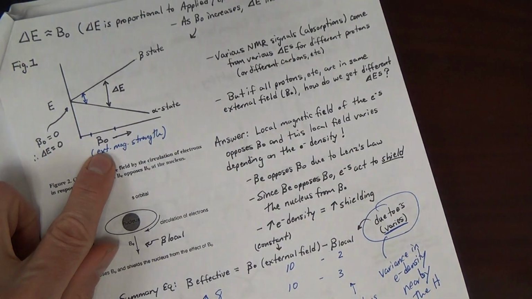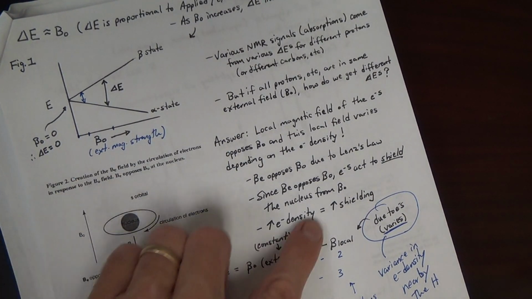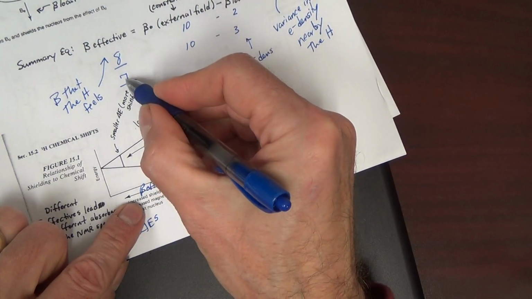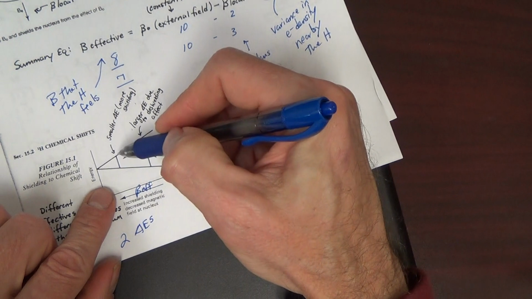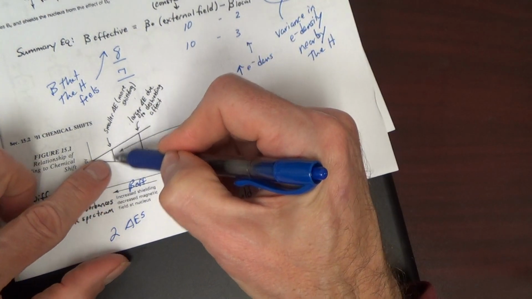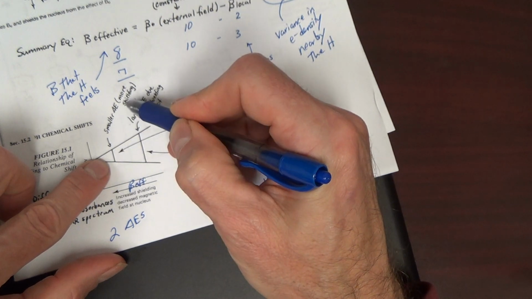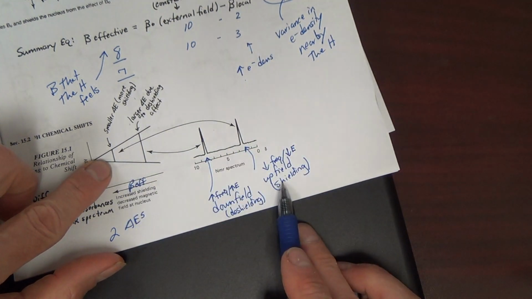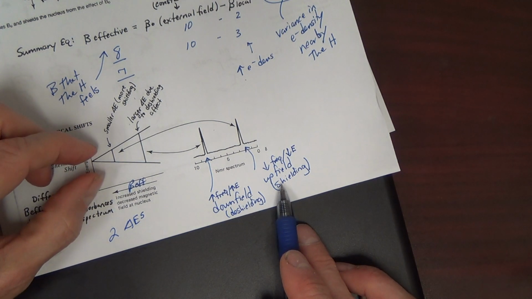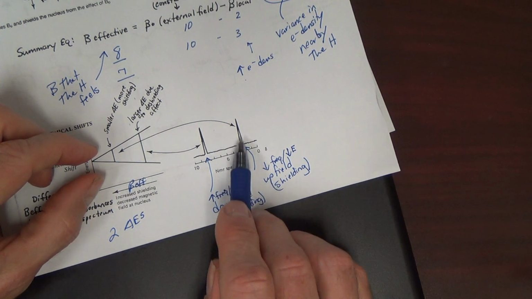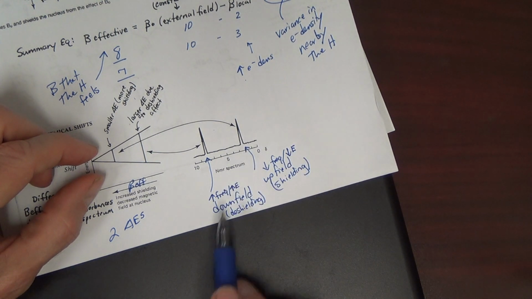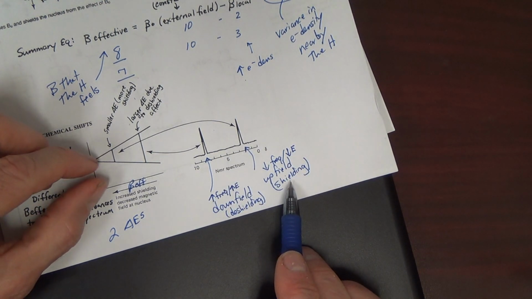Up here we called it B not, but we hadn't brought in the idea of the B local yet. If the B effective is lower, it's going to give a smaller delta E. So it makes sense that this comes from shielding. And shielding is going to lead to lower energy needed for the transition. And that's why the signal is more towards the lower energy side. It's more upfield because it's shielded.